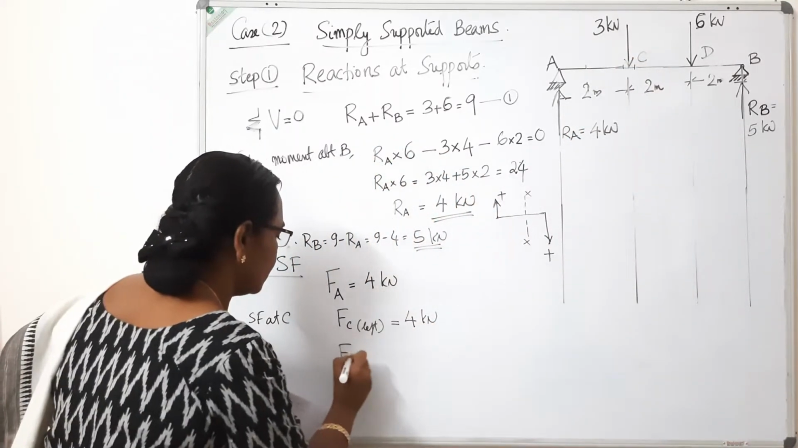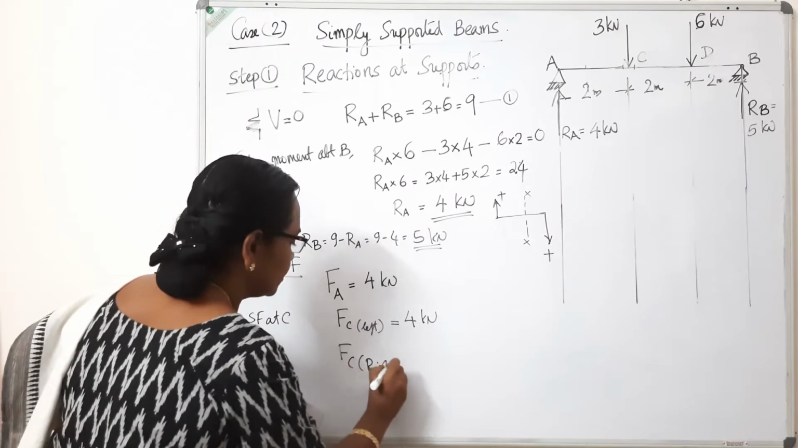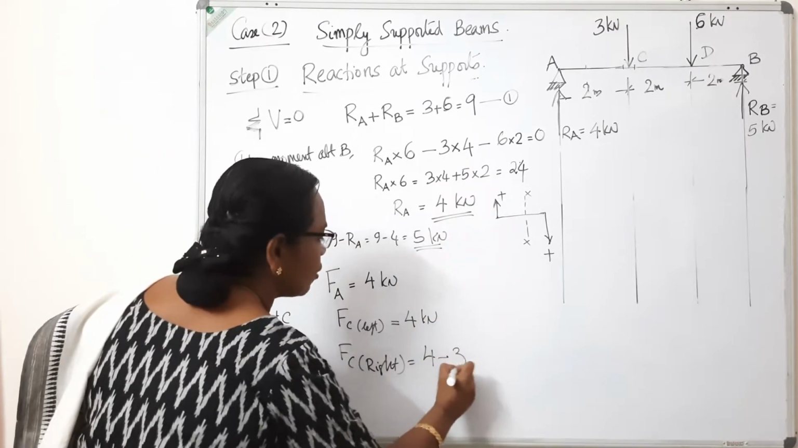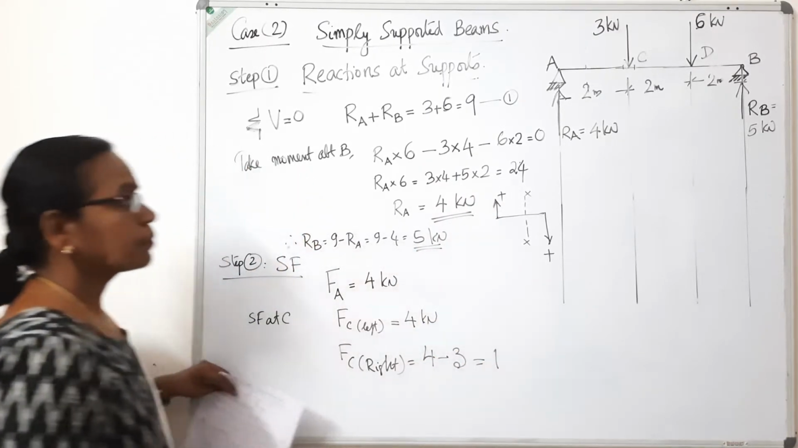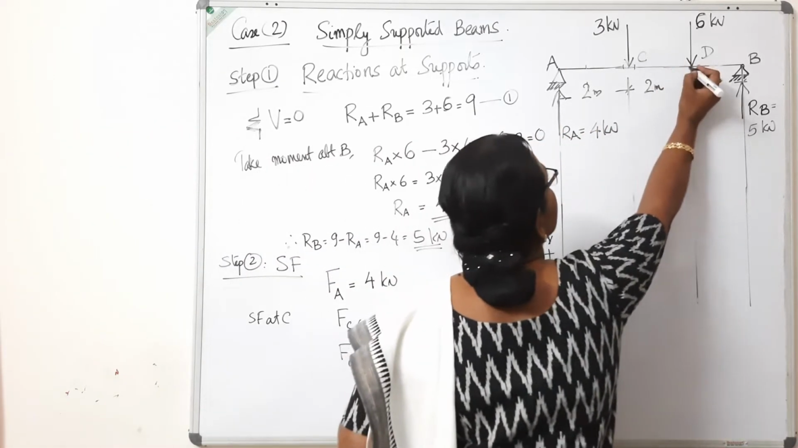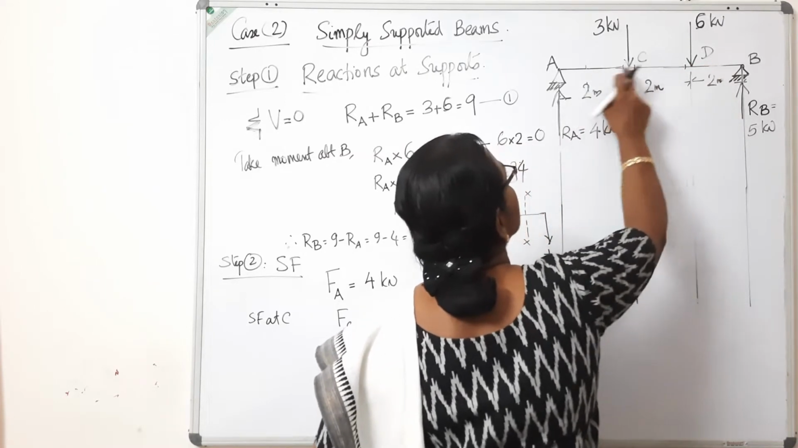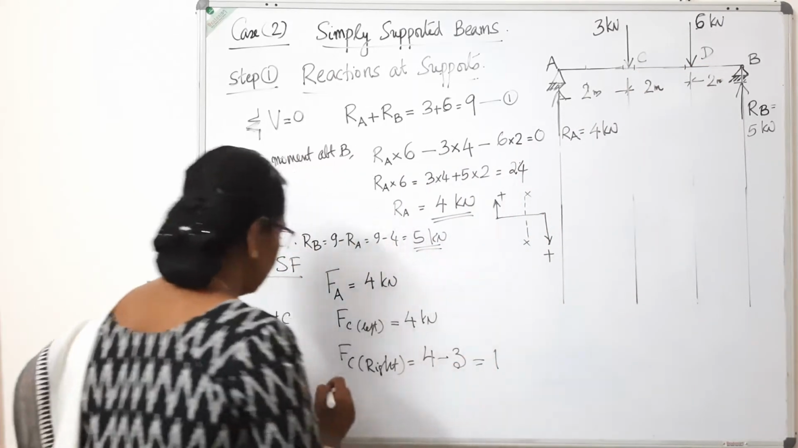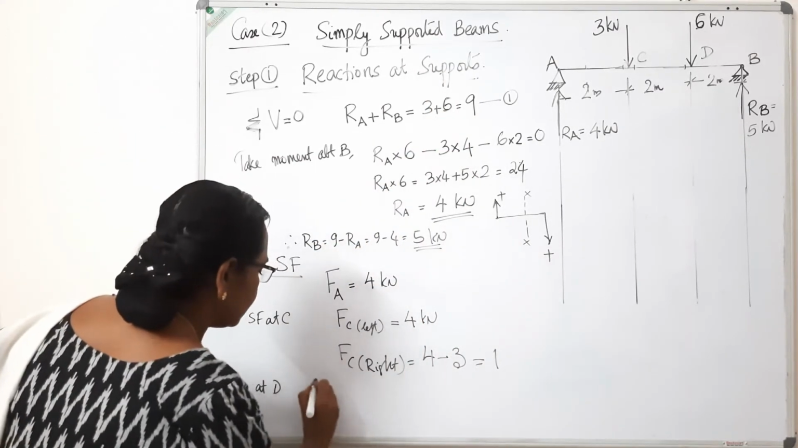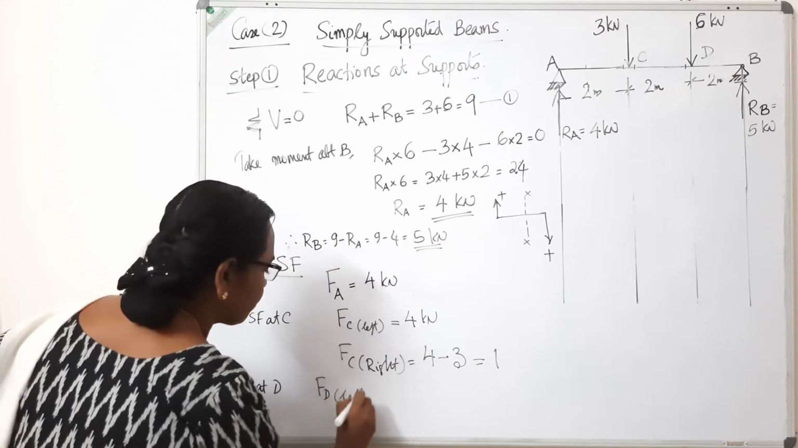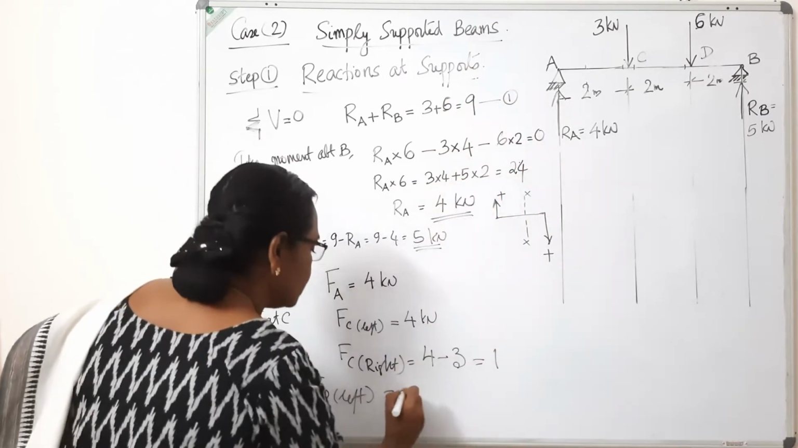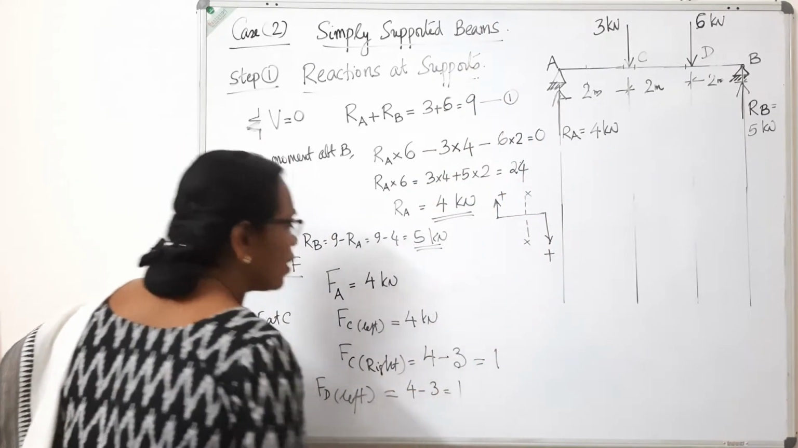So FC right will be this 4 acting upwards and 3 acting downwards. So 4 minus 3, 1. Coming to point D, just to the left of it, total forces are 4 minus 3. At D also there is a point load, so we have to write FD left. FD left is 4 upwards, 3 downwards. So 4 minus 3, 1.